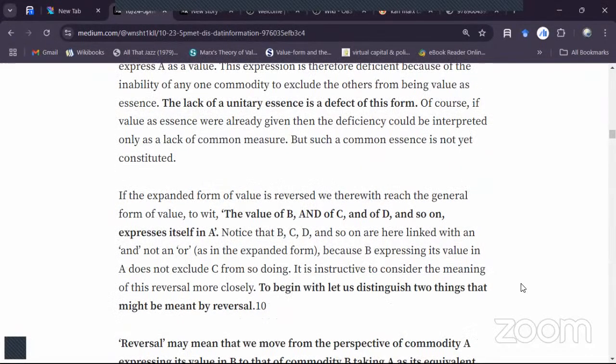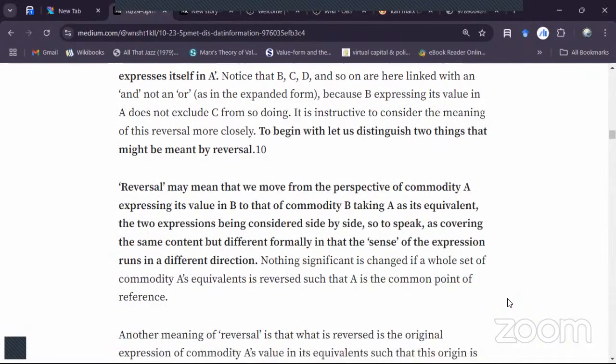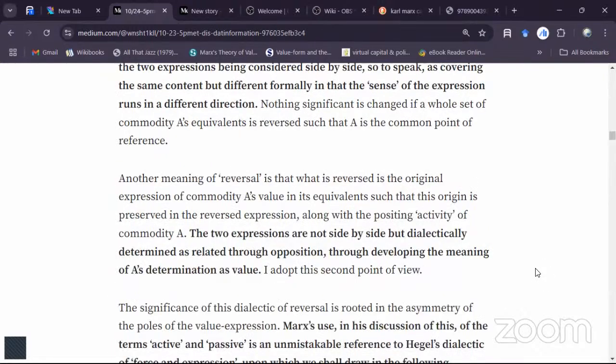So there is something that goes on in this that is called a reversal. And reversal may mean that we move from the perspective of commodity A, expressing its value in B, to that of commodity B, taking A as its equivalent. It's relatively simple, but the idea is that something else is going on here, and you actually make that kind of decision in your brain. The two expressions are considered side by side, so to speak, as covering the same content, but different formally, in that the sense of the expression runs in a different direction. Nothing significant is changed if a whole set of commodity A's equivalents is reversed, such that A is the common point of reference. So this is just some things beginning to move around.